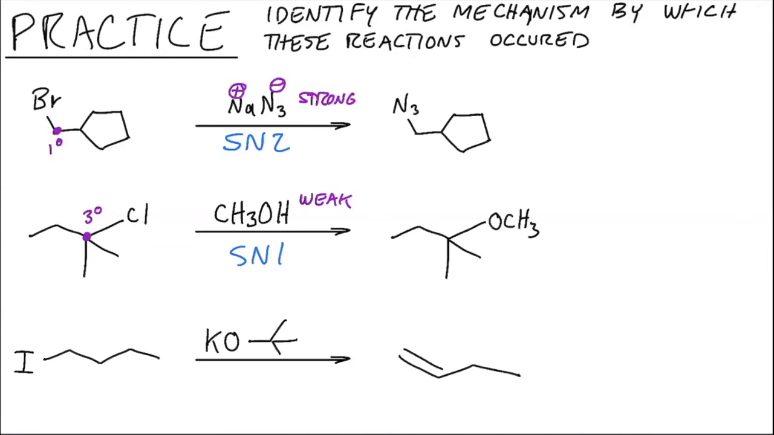All right, let's look at one more. Here we have an iodide and this kind of strange looking nucleophile or base. So go ahead and make a prediction now. Which mechanism do you think is going to occur to have this transformation happen?